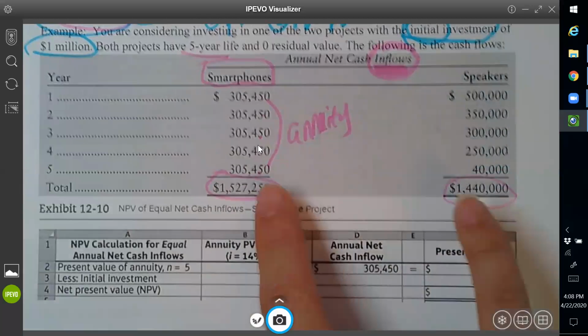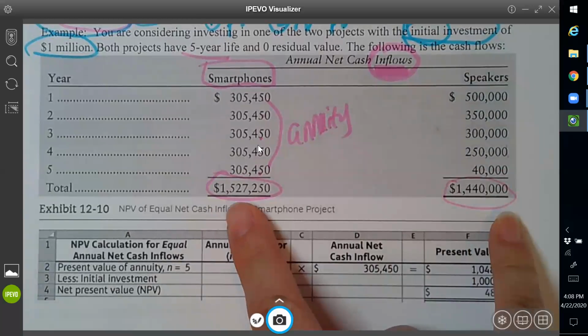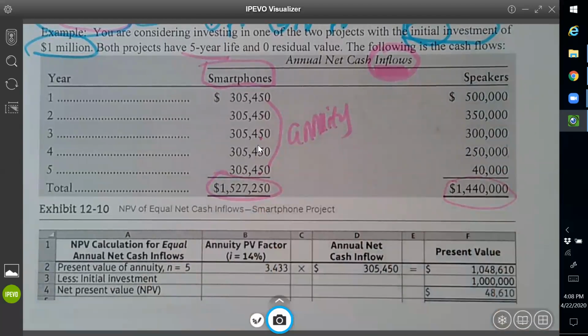If you just look at the number, you will feel, oh, it's easy, right? 1.5 million is more than 1.4 million. So we should go ahead with the smartphone. That's not right because you didn't think about the time value of money. So we have to discount those cash flows first, right?